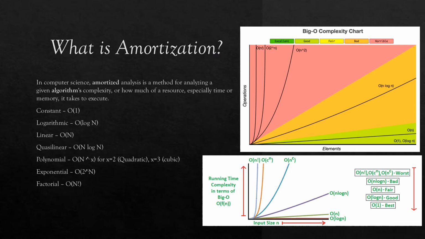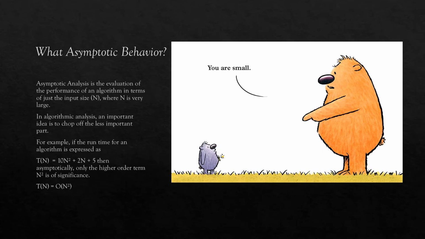In this case, we see that the constant time algorithms are the best performers and the worst performers are the factorial and exponential algorithms like O of 2 power n or O of n factorial, because the time taken by a factorial algorithm at a given input size n is n factorial, or the time taken by an exponential algorithm for a given input size n is 2 to the power of n, which is way bigger than the constant time algorithms.